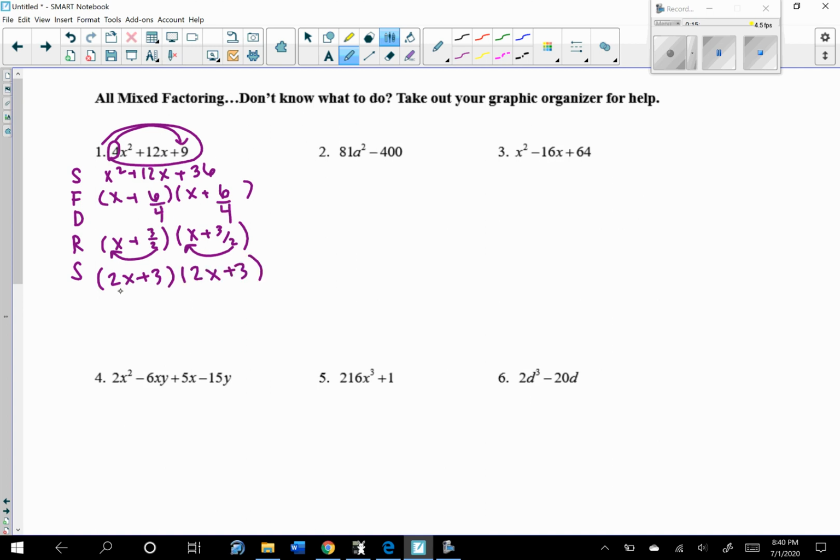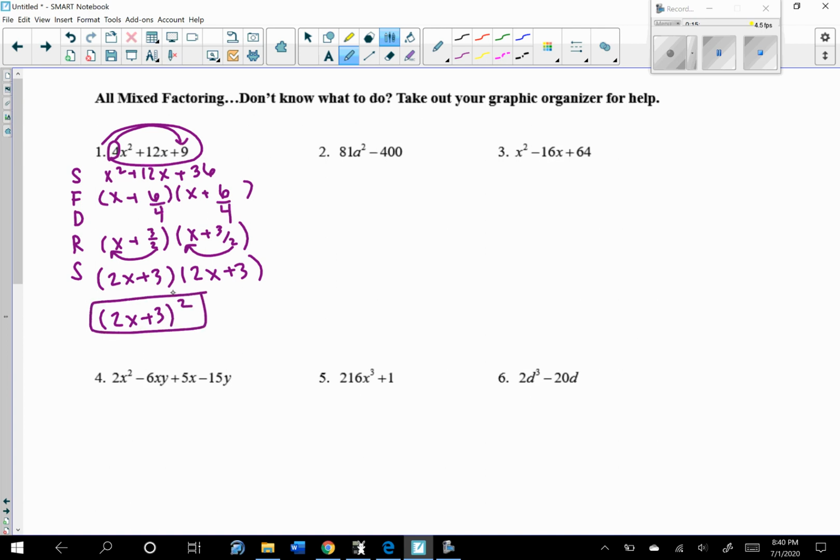Now if I were to FOIL this out, it would equal this up here because again, 2x times 2x would be 4x squared, and then you would get the rest of the terms as well. Another way to write this is because if I have two of these, I can rewrite this as 2x plus 3 quantity squared, and that would be my factored form.